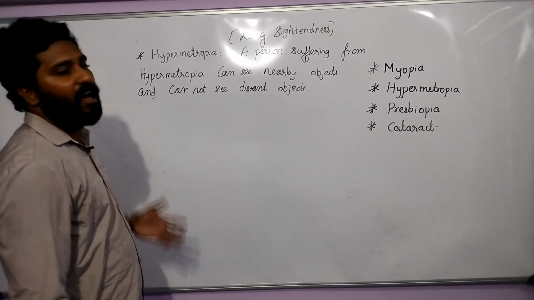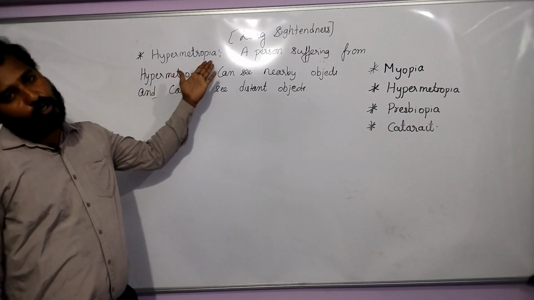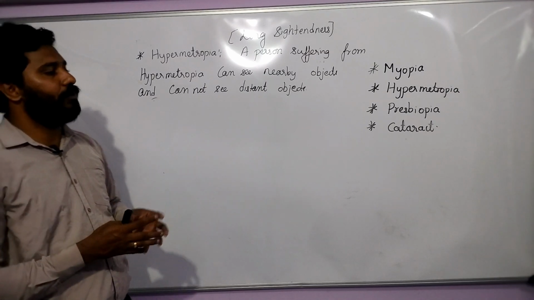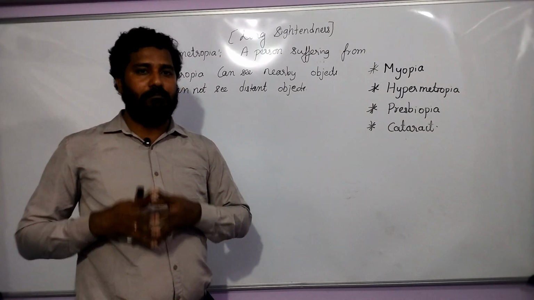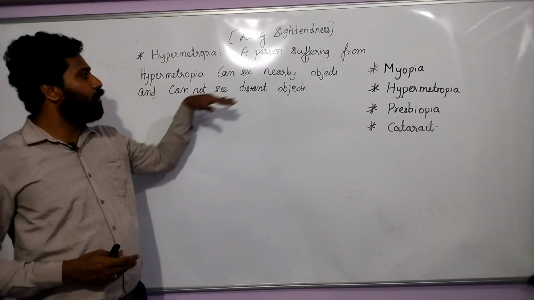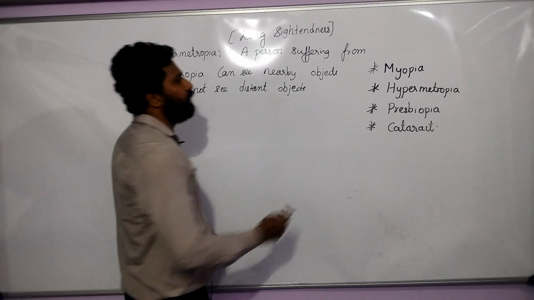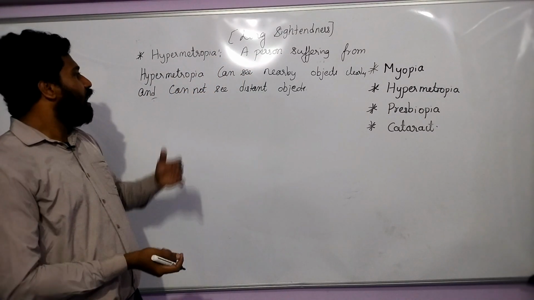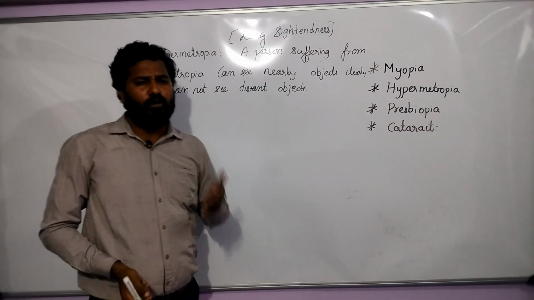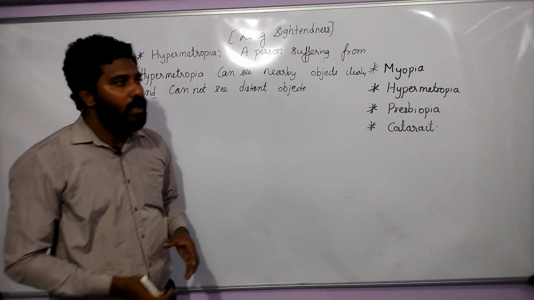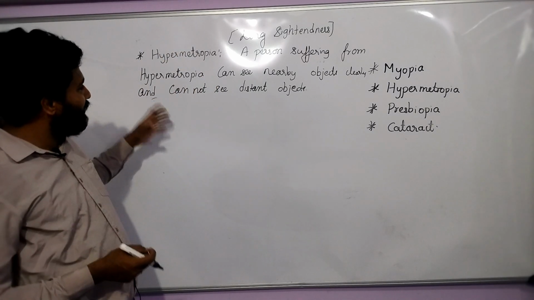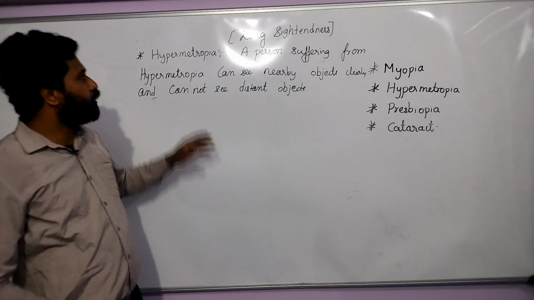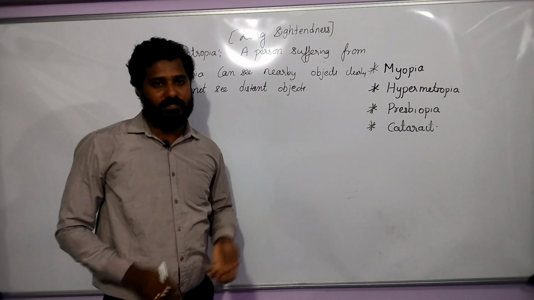The next defect we have is hypermetropia, also called long-sightedness. What is long-sightedness or hypermetropia? A person suffering from hypermetropia can see nearby objects clearly, and he cannot see distant objects. What is a distant object? Distant objects means far objects. If he can see nearby objects but cannot see distant objects, then he is suffering from a defect called hypermetropia or long-sightedness.